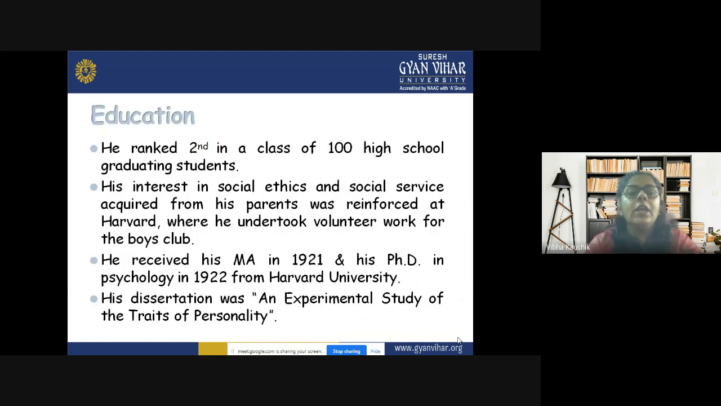Now, education. He ranked second in a class of 100 high school graduating students. His interest in social ethics and social service was acquired from his parents and reinforced at Harvard, where he undertook volunteer work for the Boys Club. He received his MA in 1921 and his PhD in psychology in 1922 from Harvard University. His dissertation was an experimental study of the traits of personality.